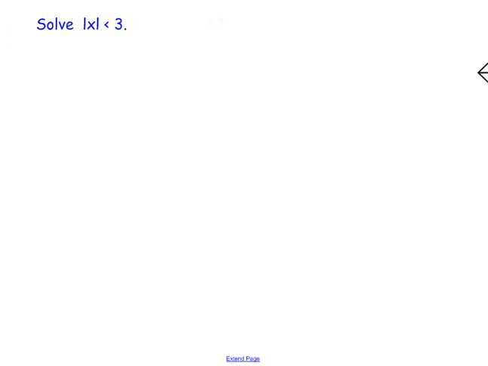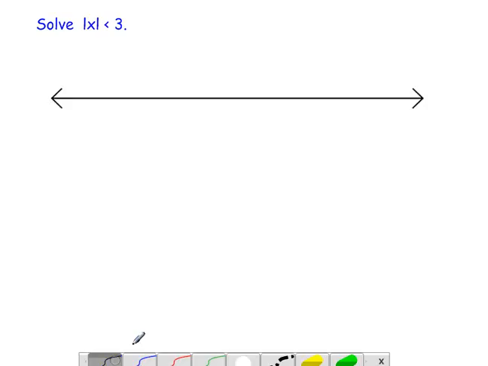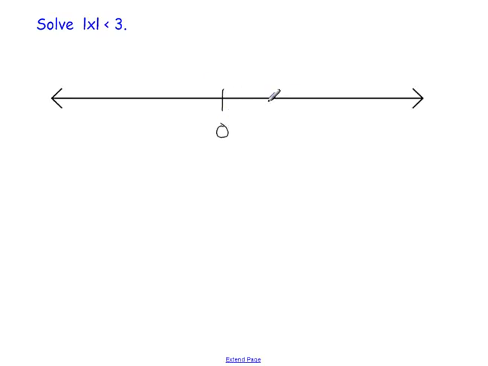We're going to start off with an example here. The absolute value of x is less than 3. Now first we'll think of this in terms of the geometric definition, and we'll have a number line here. And what we want is the absolute value of a number to be less than 3. So we want the distance from 0, because it's the number's distance from 0, to be less than 3.